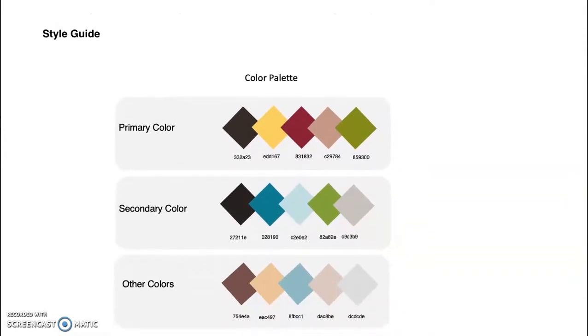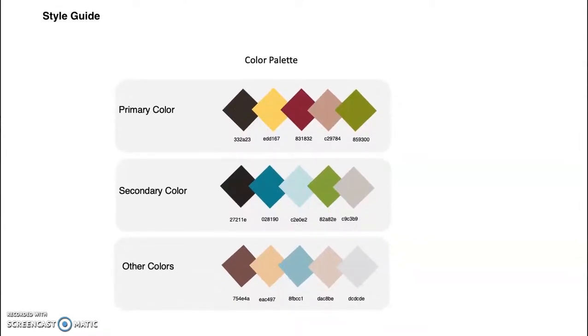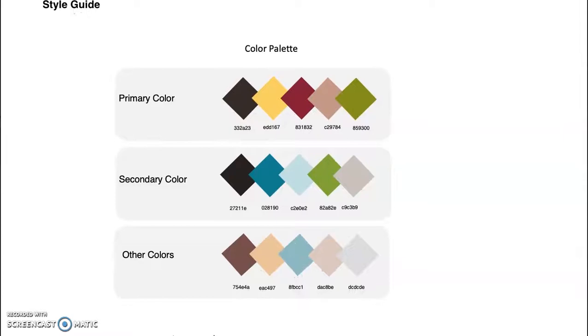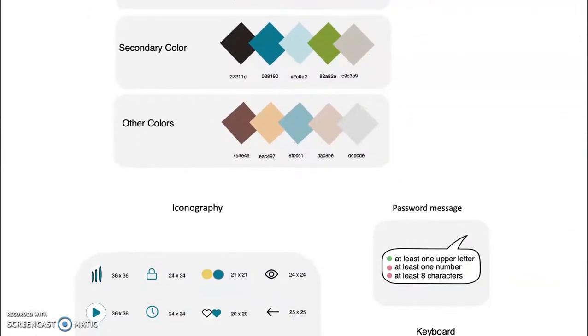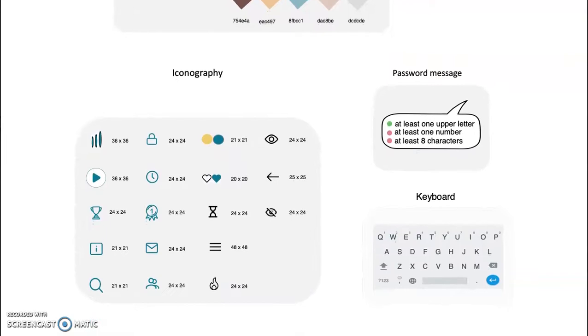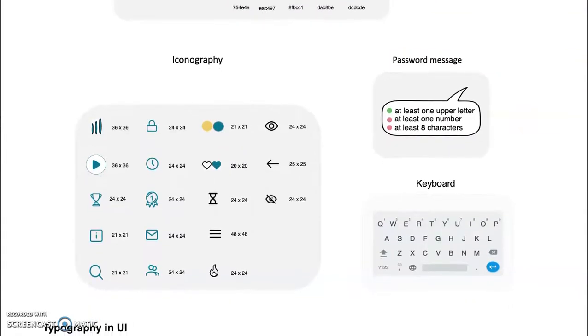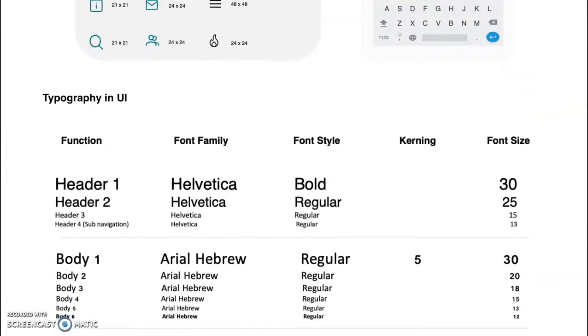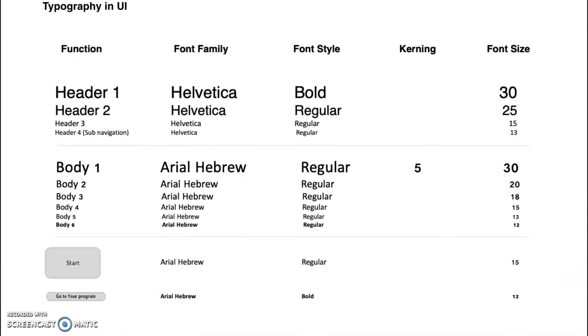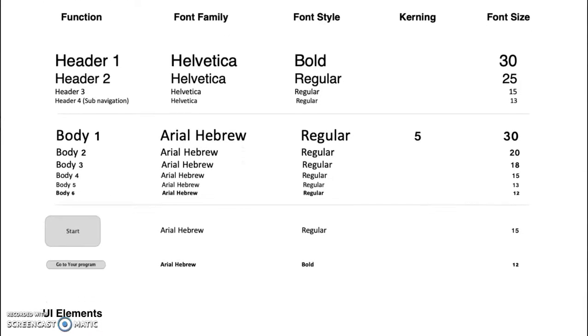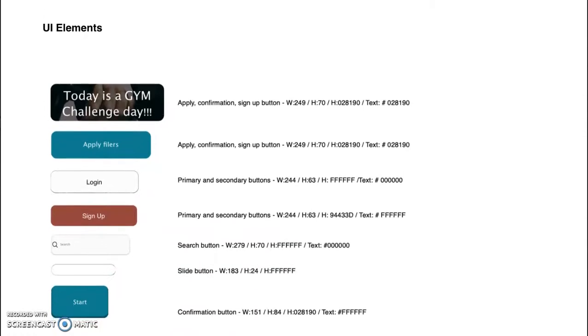For the style guide, I created 3 different color palettes to have more options during my design. I kept the iconography matching the main color palette to keep the design homogeneous. The typography was kept simple, with Helvetica as the main font and Arial Hebrew as the second font. I have all UI elements with their complete description to keep a proper handoff to the development team.